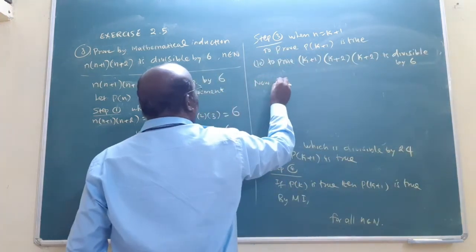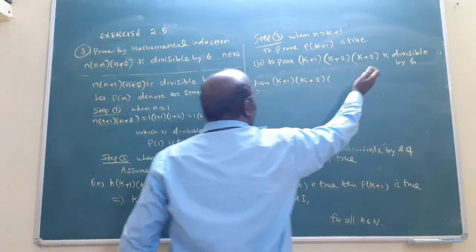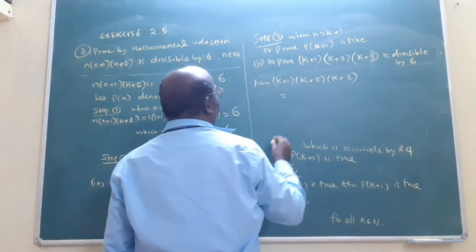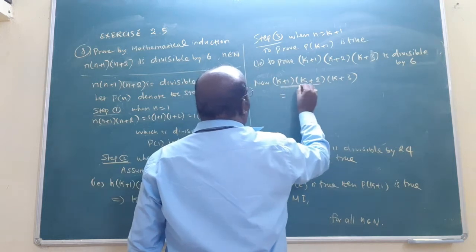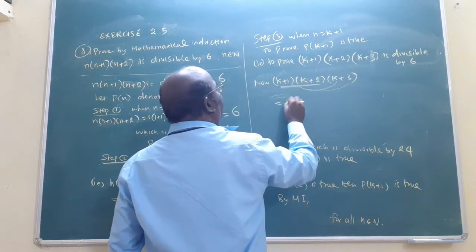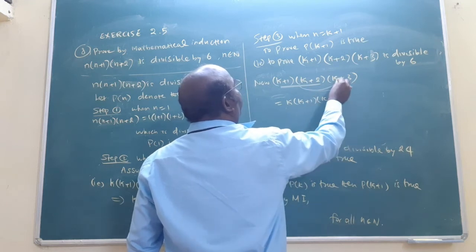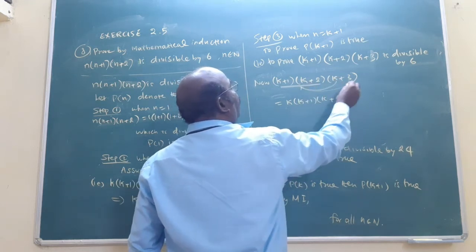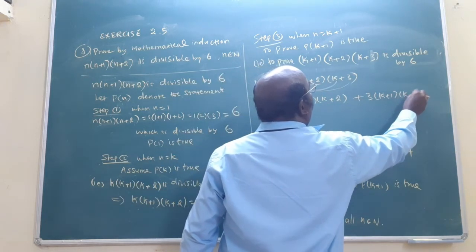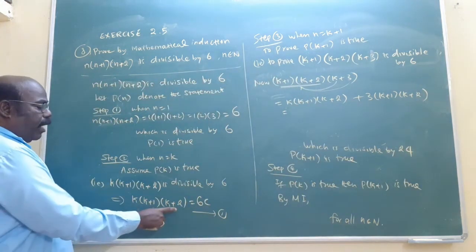Now I start with this one: k plus 1, k plus 2, and k plus 3. Am I correct? Now the two terms are multiplied by k, then multiplied by 3. The answer is k into k plus 1 into k plus 2, then 3 with these two terms, plus 3 into k plus 1 into k plus 2. Am I correct? Our assumption is that k into k plus 1 into k plus 2 is 6c.